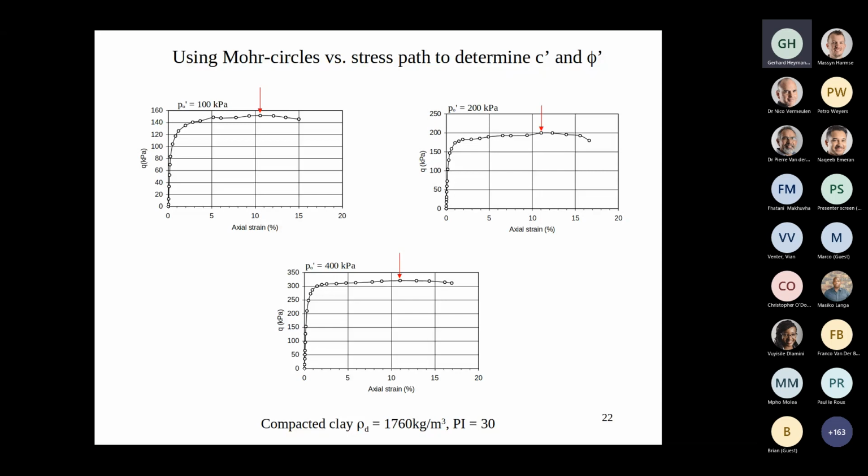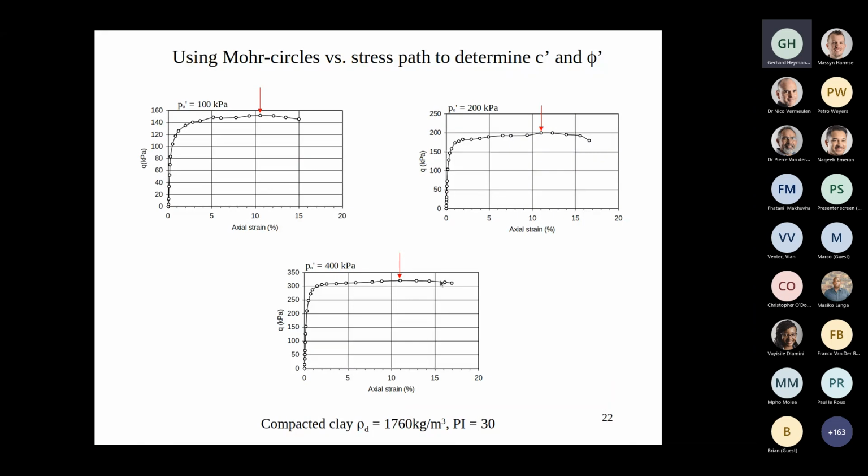This was for a compacted clay, and you can see the specimens were consolidated undrained, and we sheared the specimens at 100 kPa, 200, 400. Okay, look at the consistency of these stress-strain curves. They are very consistent.